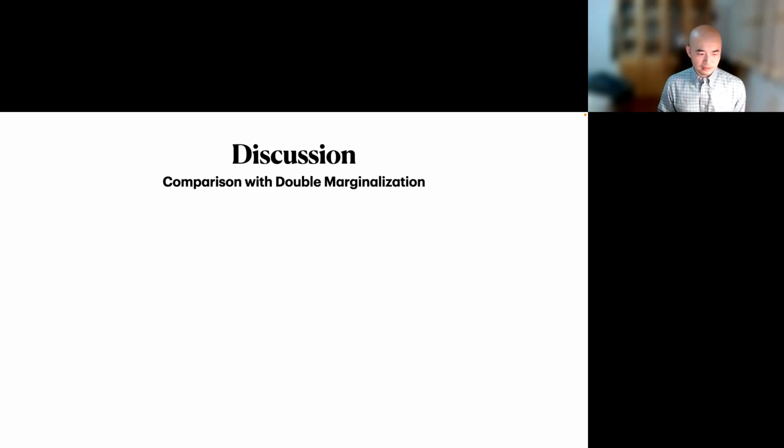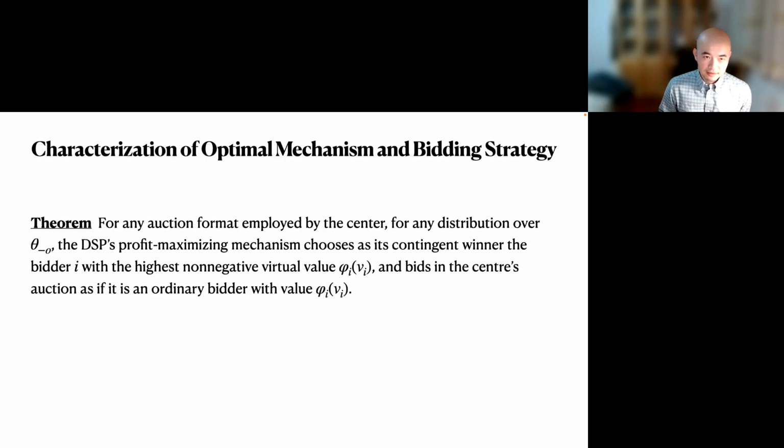So before I talk about the consequences and the proof, I actually have a question. This is independent of the center, the auctions that the center is running? Exactly. So no matter which auction the center is running, this is the way that the DSP needs to act, right? Yes. No matter what the center's auction is, the DSP should run this Myerson's auction among its bidders. But the bidding strategy will vary according to the center's auction.